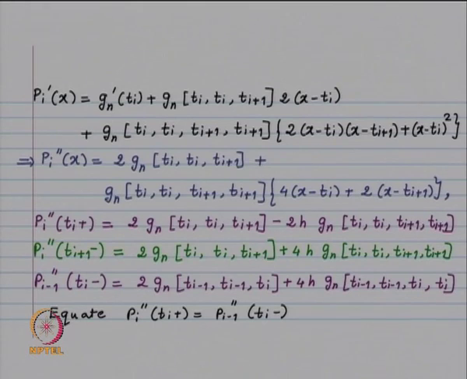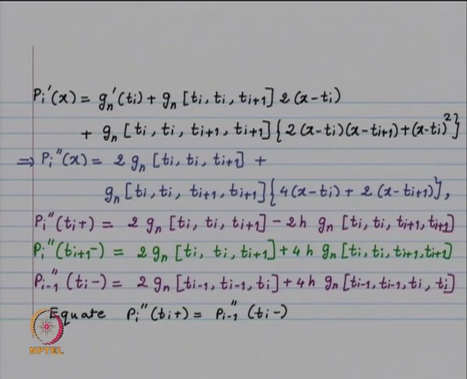So, we are going to have 4 times (x minus t_i) plus 2 times (x minus t_{i+1}). This is the expression for the second derivative of p_i on the interval t_i to t_{i+1}, and p_i is nothing but the restriction of g_n to the interval t_i to t_{i+1}.